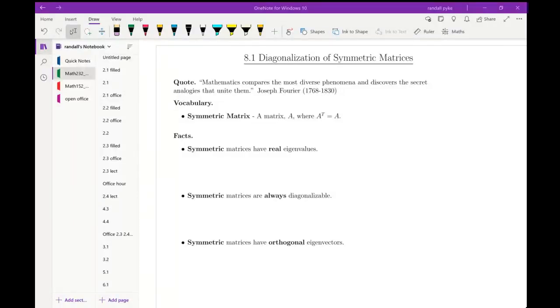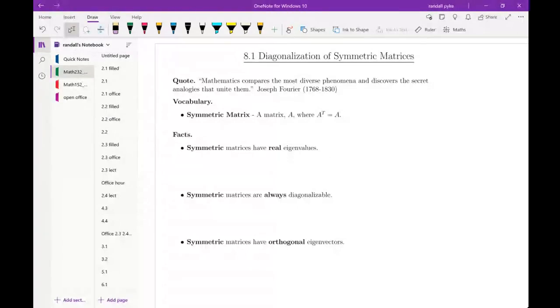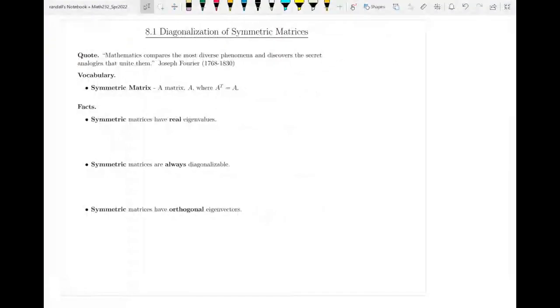Today's lecture is on diagonalization of symmetric matrices. This is a continuation of a section we did previously when we talked about diagonalizing matrices. We're specializing to the case of symmetric matrices. So remember, a symmetric matrix is one whose transpose is equal to itself. All right, and we'll see some examples down below. So that's the type of matrix we're going to be discussing in this entire lecture.